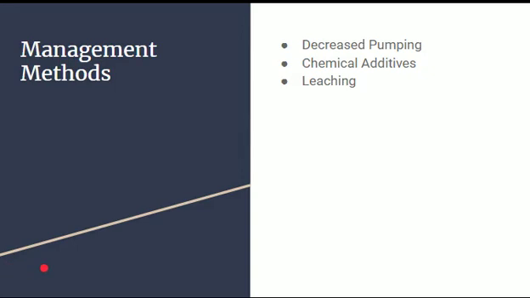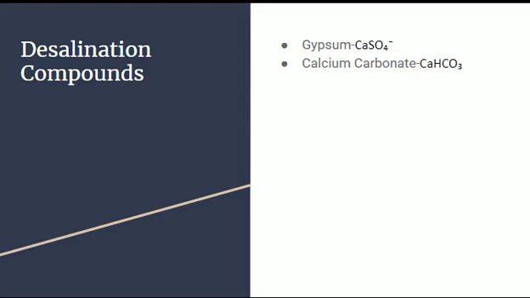Now talking about management, there are many methods that are used to manage groundwater salinity. These include leaching, which is adding excess water beyond what is necessary for the plants, chemical additives that pull the salt ions out of the soil, and then sustainable pumping methods as well.